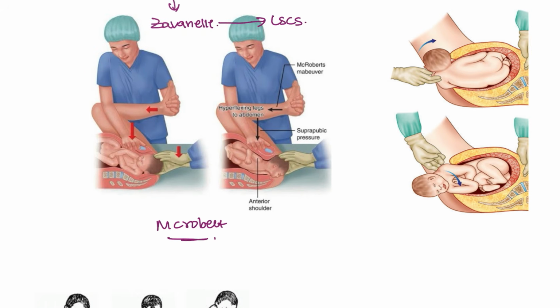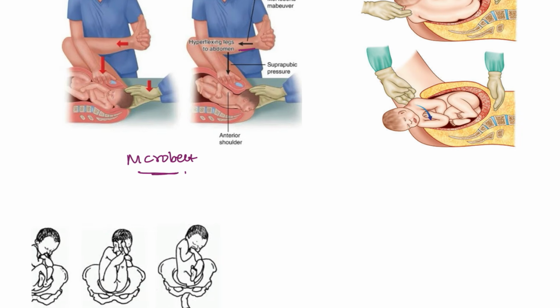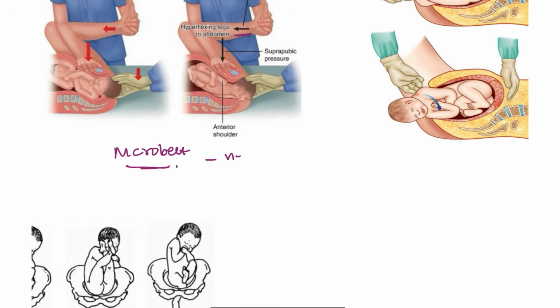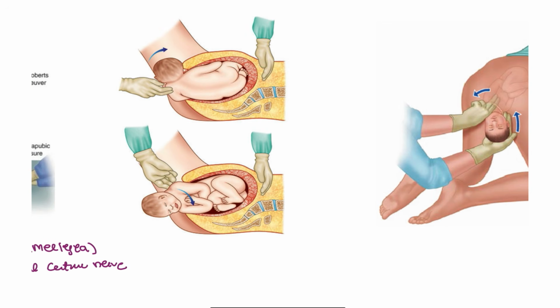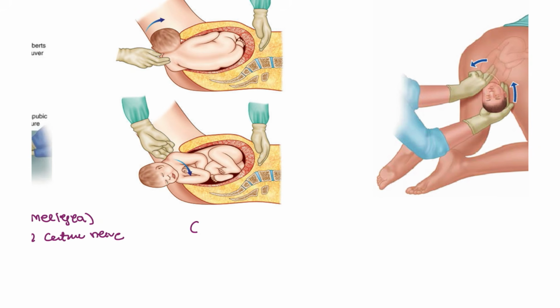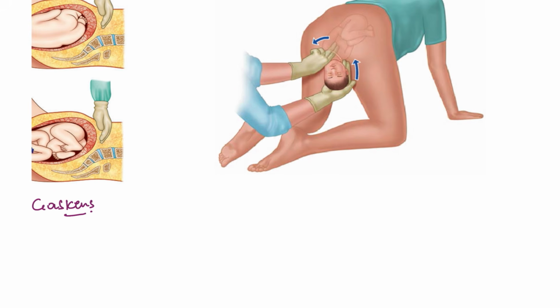But when you are hyperextending and adducting, pushing towards the lateral side, there is a chance it can damage the nerve, and that nerve is the meralgia paresthetica nerve. You remember meralgia paresthetica? This is the lateral cutaneous nerve, right? And here you can see the other maneuver that is being performed in these patients, and this is the Gaskin's maneuver, arm delivery.